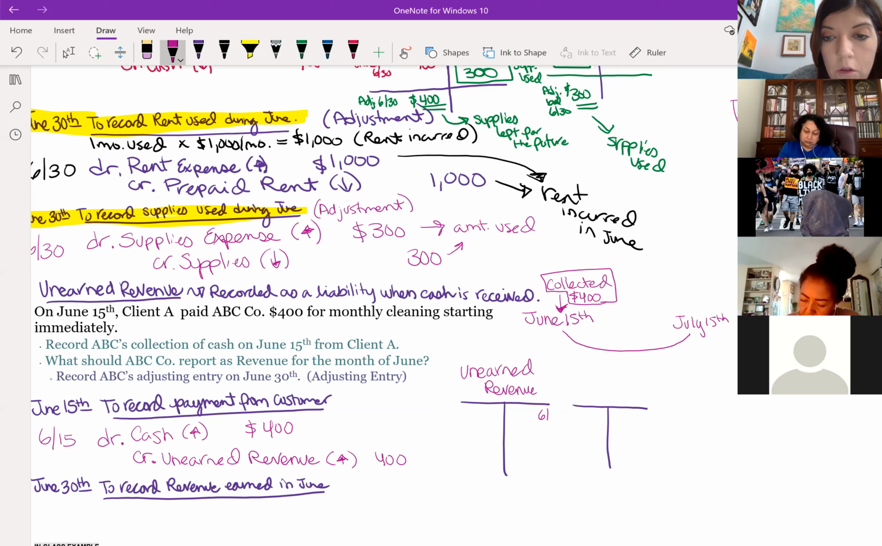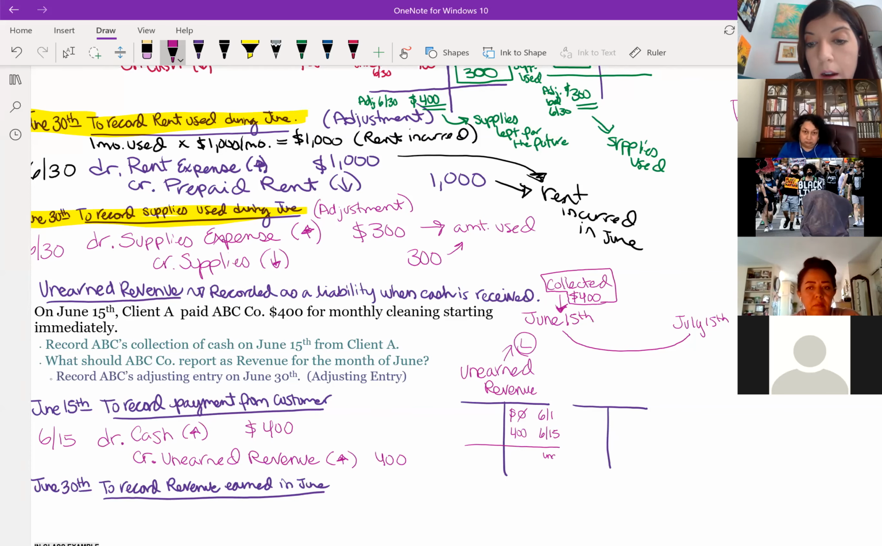So June 1st, we have a balance of 0 in that account. And on June 15th, when we collect $400, it increases that liability account. So as of June 30th, my unadjusted balance in this account would show $400. Right? Because all I've recorded at this point in time is how much cash I've collected from my customer.